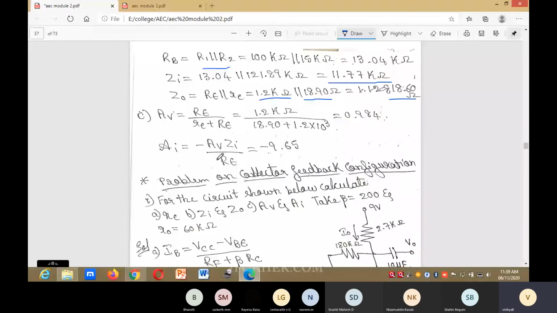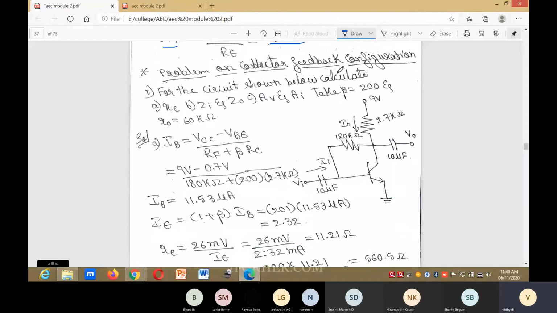Next, voltage gain, current gain. Voltage gain is equal to what? RE divided by small re plus capital RE. We know the value, substitute, you will get 0.984. Voltage gain has no unit. Current gain, AI is equal to minus AV ZI divided by RE. If you substitute the values, you will get minus 9.65. This is the current gain.